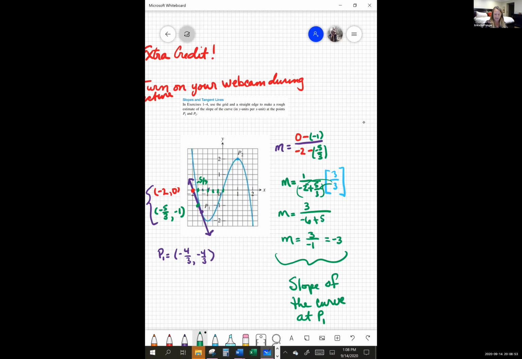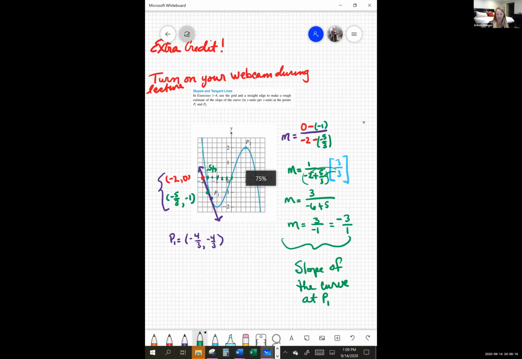And it wanted it in units of y per units of x. So when I wrote this as an integer and didn't write it as a rational number, it could be marked wrong on my MyMathLab.